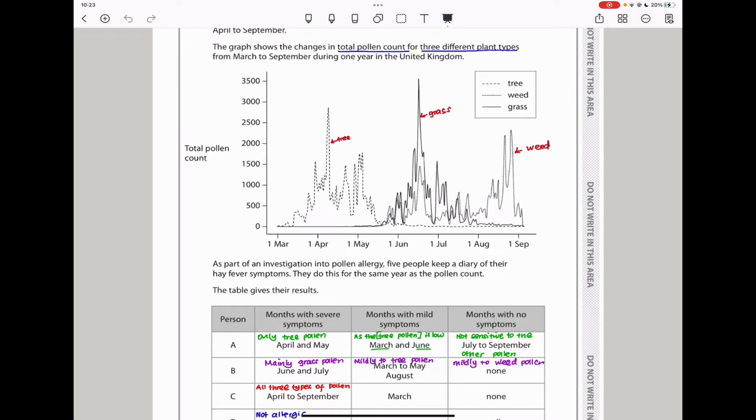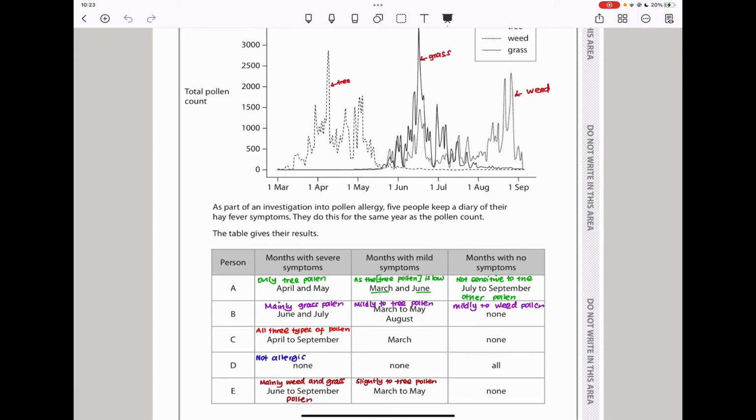So we can see from about March to the end of May towards June, there is more tree pollen. There is an increase in the concentration, and then it goes down a bit. And then from about this point here to this point here, we can see there is a lot of grass pollen. Finally, towards the end, we can see there is a lot of weed pollen. So it depends on which pollen somebody is allergic to, so that they can show symptoms in specific months of the year. So here they say, as part of an investigation into pollen allergy, 5 people keep a diary of their hay fever symptoms. They do this for the same year as the pollen count.